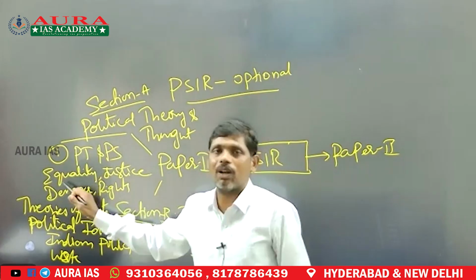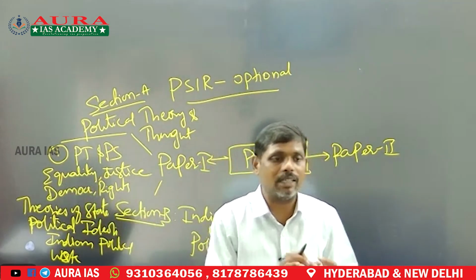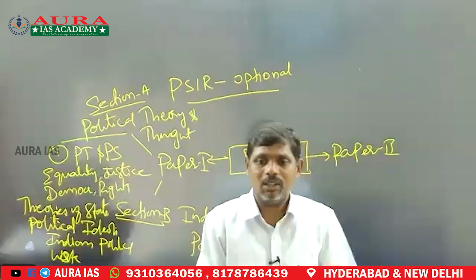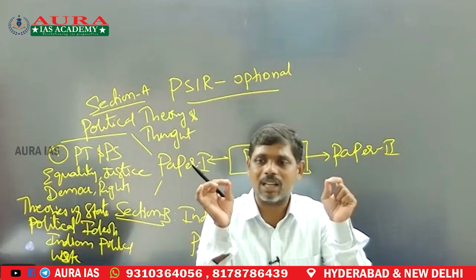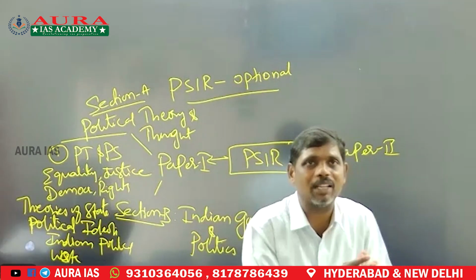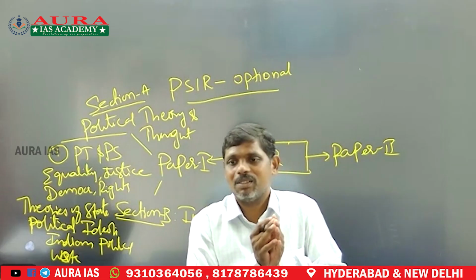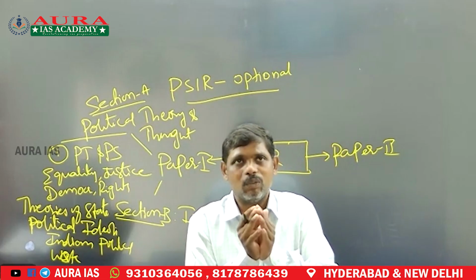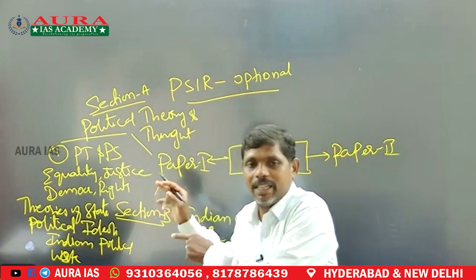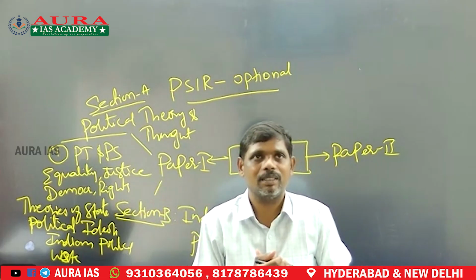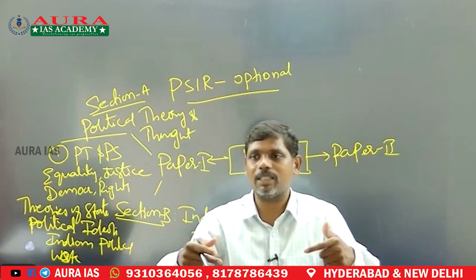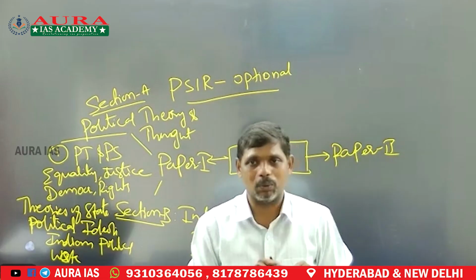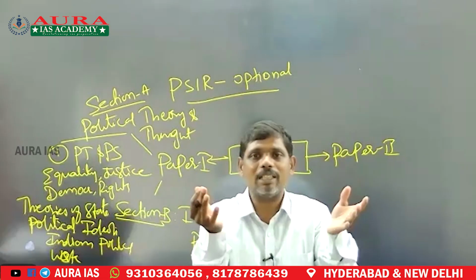Then we have the core concepts of political science, such as equality, justice, liberty, fraternity, democracy, sovereignty, right? These are the topics which are common to both political science as well as general studies. To which part of our general studies are these topics connected? They are directly connected with the topic of polity, GS paper 2. So entire polity is about these things.